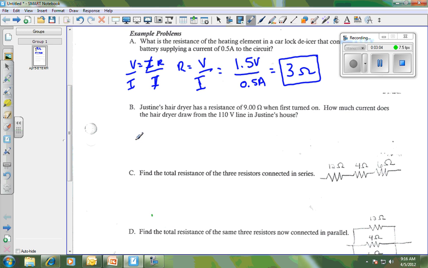Okay, example B. Justine's hairdryer has a resistance of 9 ohms when first turned on. How much current does the hairdryer draw from the 110 volt line in Justine's house? Okay, so our formula is voltage equals current times resistance, and this time we're looking for what? Current. So solve for I. We have to get rid of R, divide it out. Whatever we do to one side, we have to do to the other. Cancel out R, and we see that current is given by voltage divided by resistance.